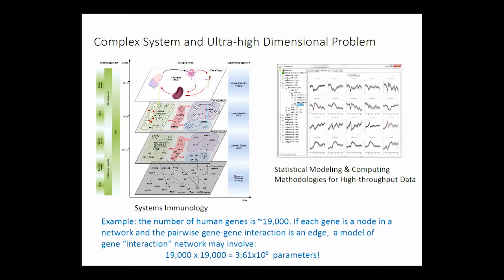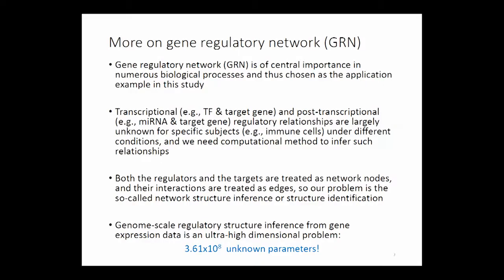If we talk about the gene regulatory network, we're talking about human genes. We know that the number of human genes is like 19,000. So if every gene is a node in a network and we want to understand the pairwise interaction between two genes, then we have a coefficient. So the total number of coefficients will be 19,000 by 19,000. That's like 3.6 multiplied by 10 to the power of 8. However, I will not be able to deal with this many parameters. I will explain why.